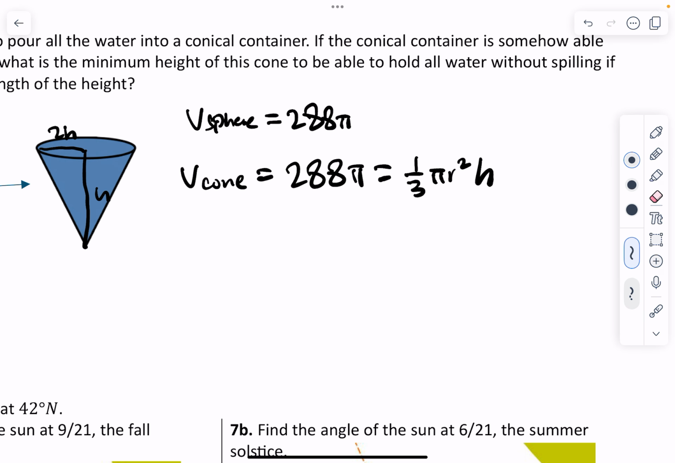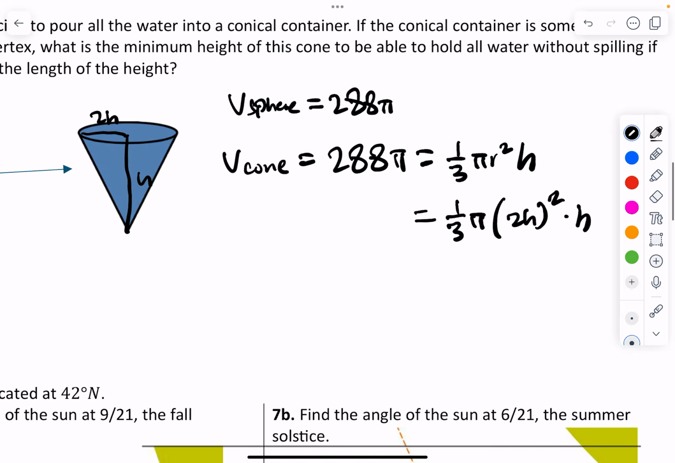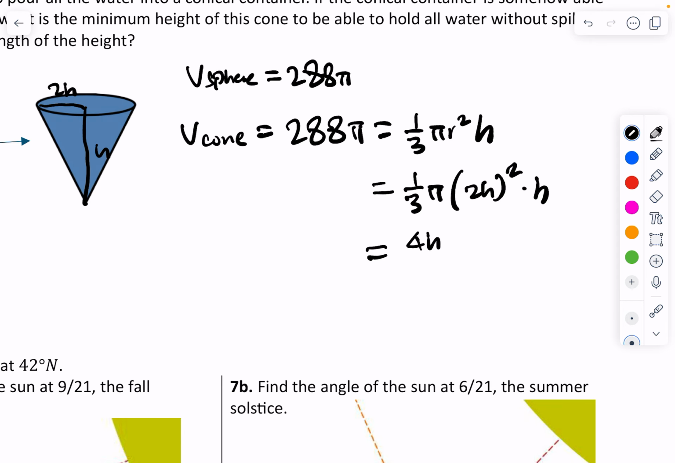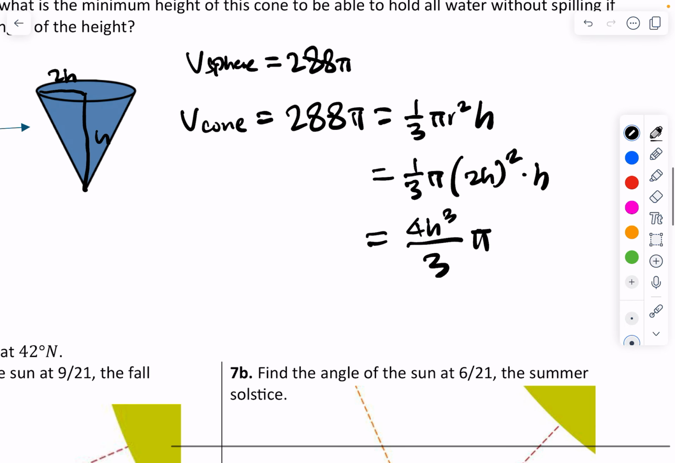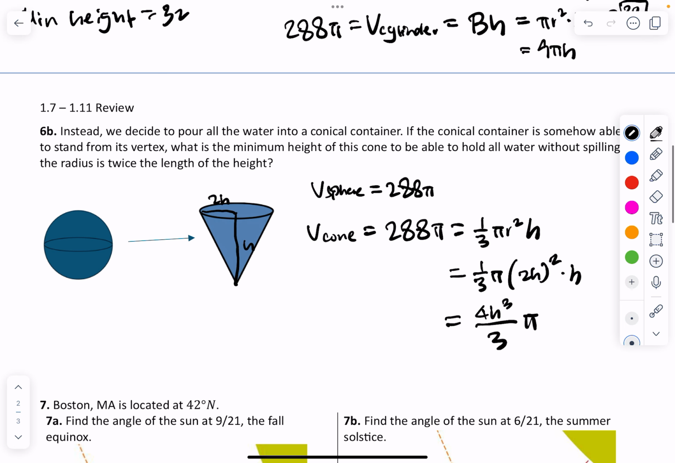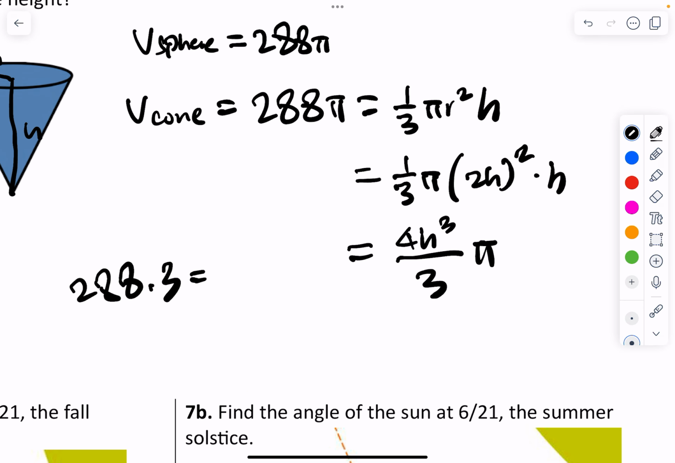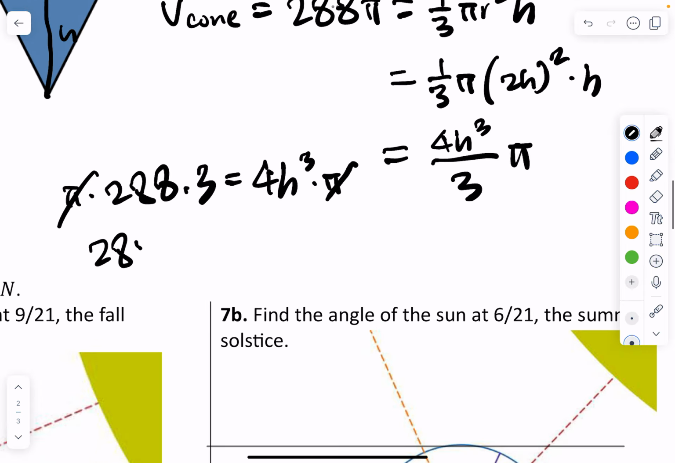But as we know that r is 2h, we can substitute and get that this is 1/3 pi times 2h squared times h. Note that this drawing is not to scale, right? And this would be equal to 4h cubed over 3 times pi. Okay, so now we just solve. 288 times 3 is equal to 4h cubed times pi. The pi's cancel, and we get this.